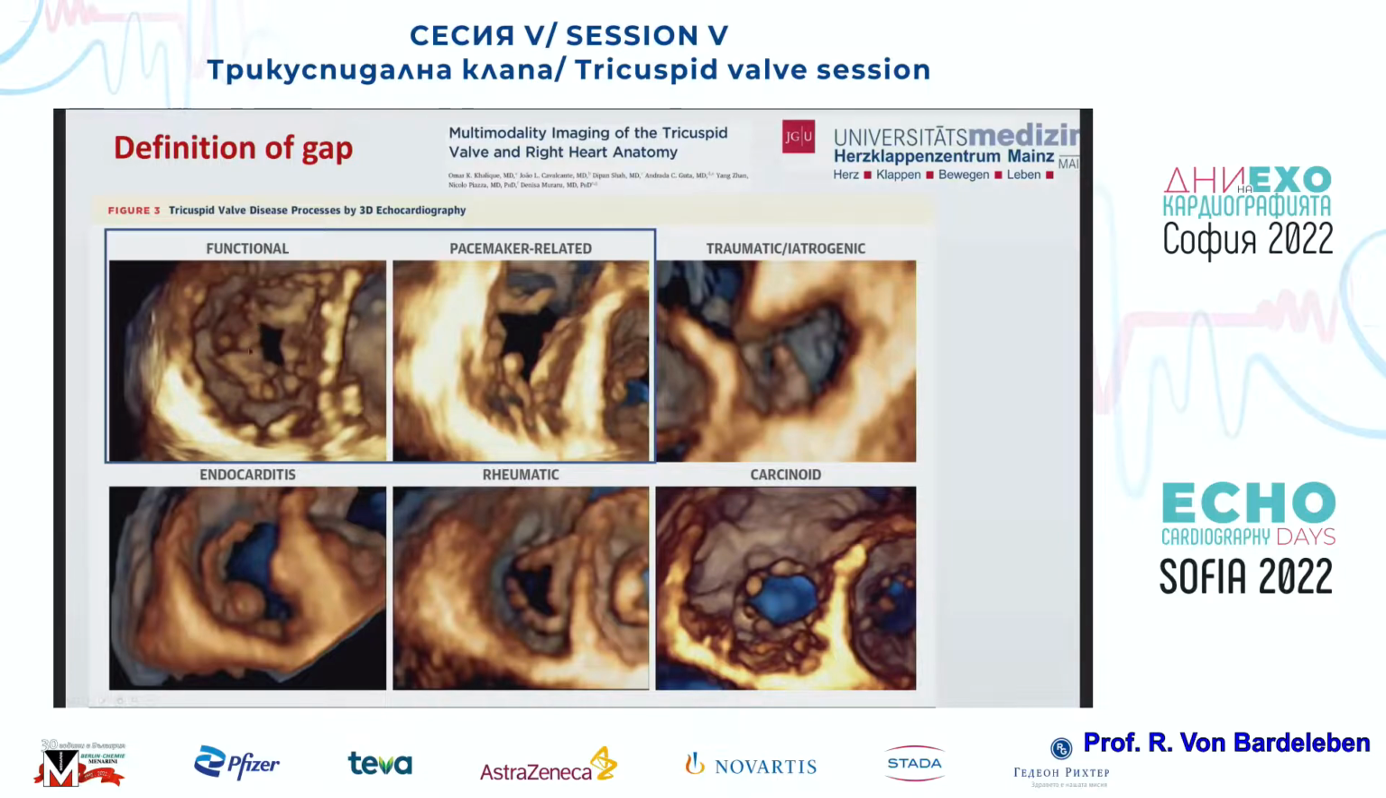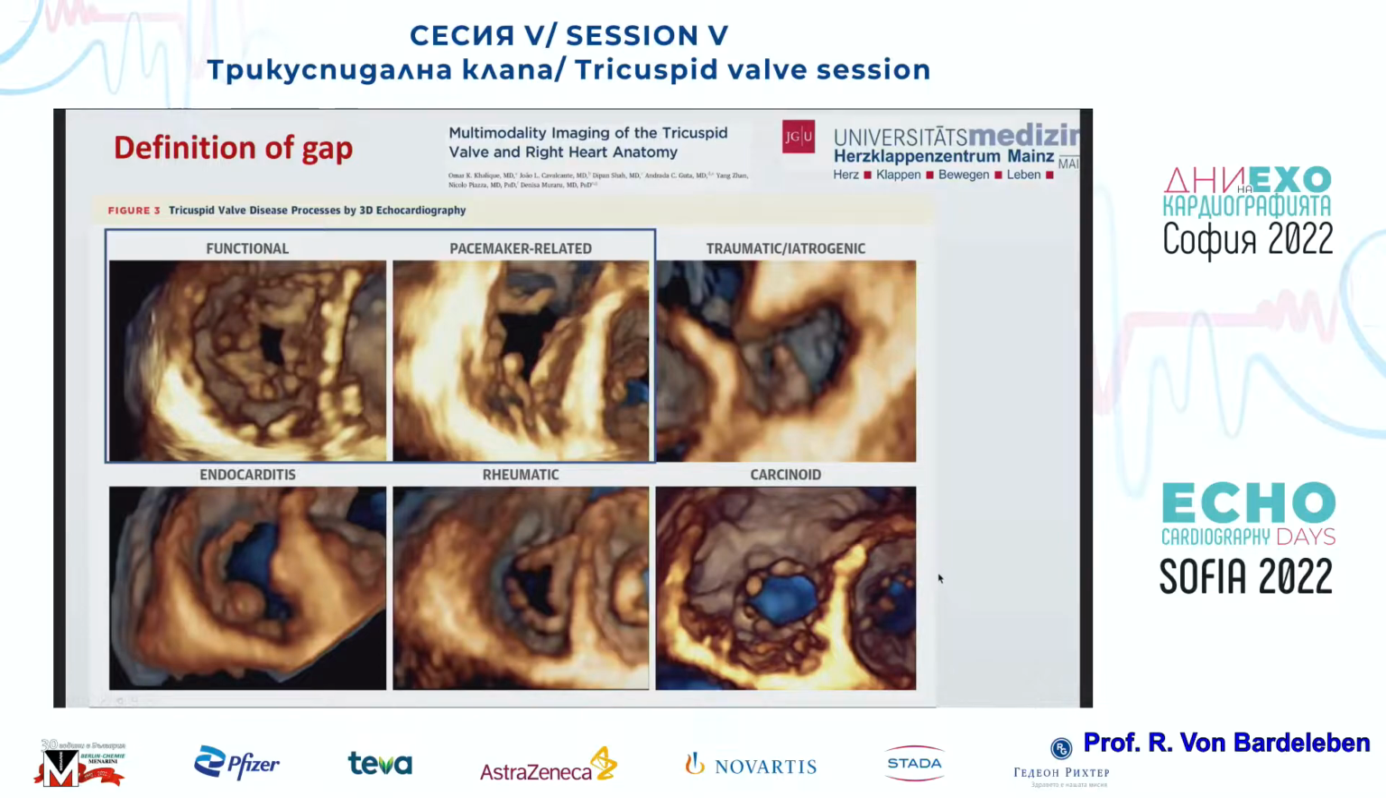You see the open central dehiscence of the coaptation, which really causes this, and the retraction of leaflets by pacemaker leads, either being too short or having a too large loop, pressing and limiting the excursion and the closure of one or two leaflets in the human body. Traumatic is mostly accidents. Endocarditis is mainly iatrogenic, by doctors, with renal replacement technologies. Rheumatic is less severe than on the aortic and mitral valve, but it also may happen.